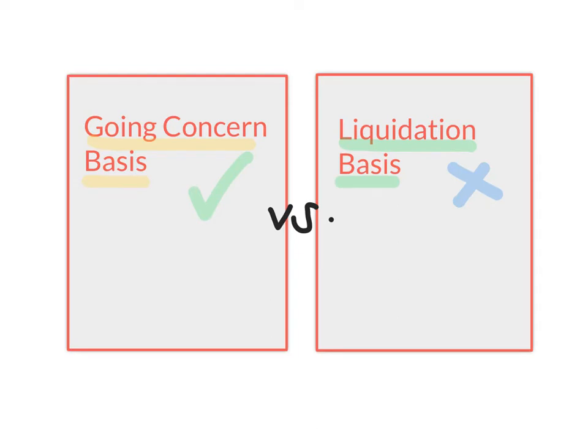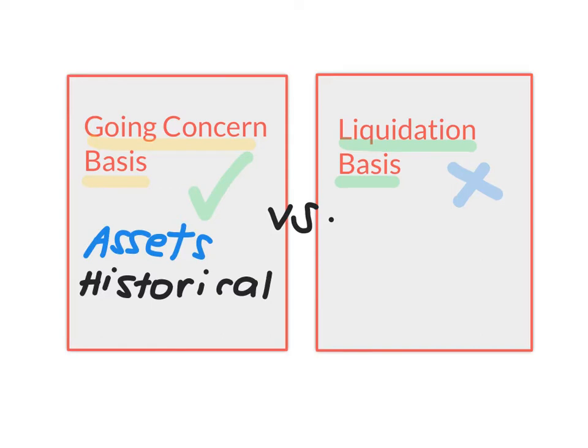So, for example, under the going concern basis, when it comes to recording the value of our assets, we do so in most cases at historical values, which means we record the value of our assets at the cost and how much it cost us in order to purchase the asset.